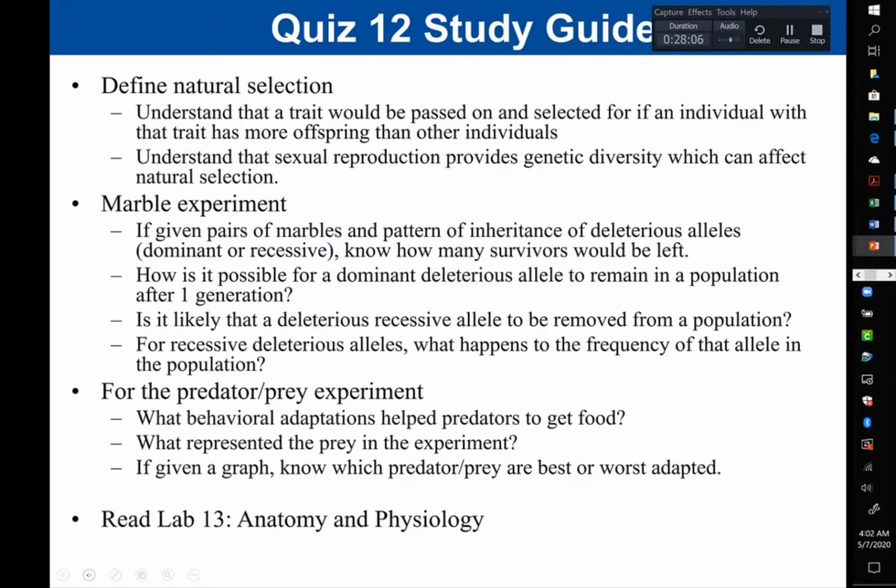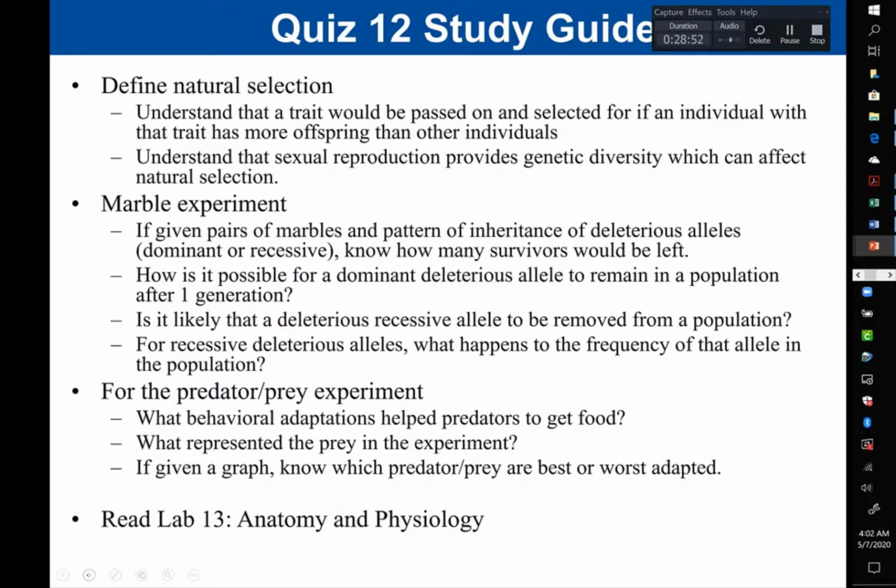For the predator-prey experiment, you want to review what behavioral adaptations helped predators to get food. And so that was covered in the video, right? So territorial, aggression, etc. So you want to review what some behavioral adaptations were that helped predators to get food. What represented the prey in this experiment? The prey in our experiment were the different colored beans. So those represented our prey. In our predators, we were looking at the effect of the mouth parts on their ability to get food.